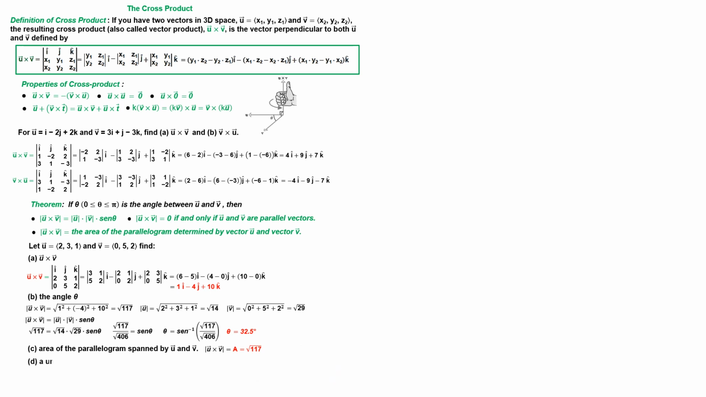The cross product u cross v is orthogonal to both vectors u and v. To find a unit vector with the same direction of u cross v, we divide the vector by its magnitude, so the unit vector is given as follows.